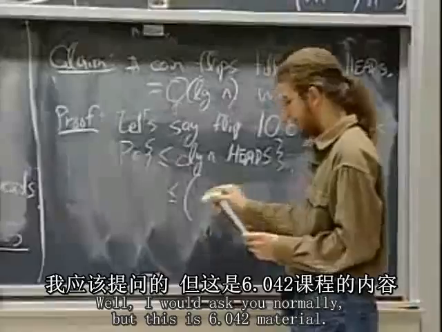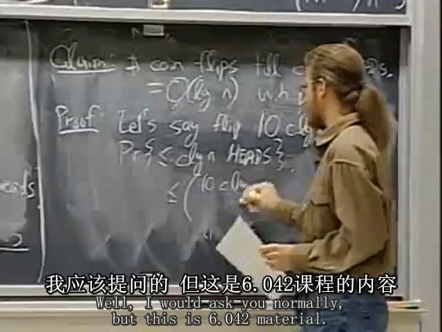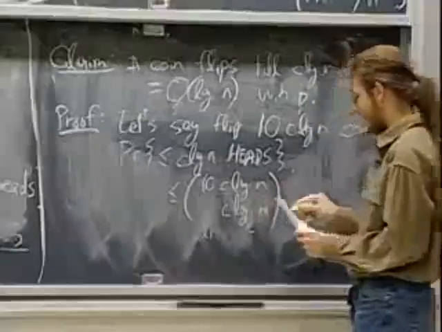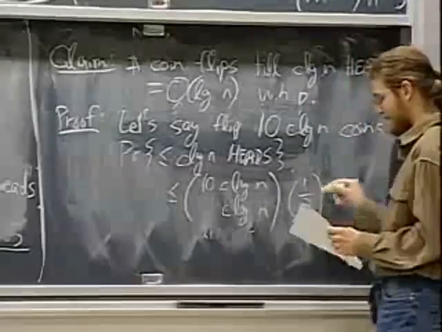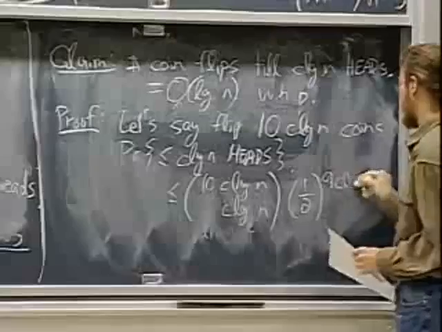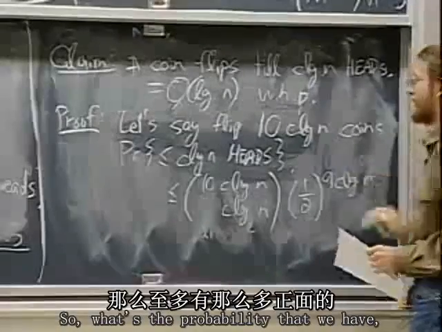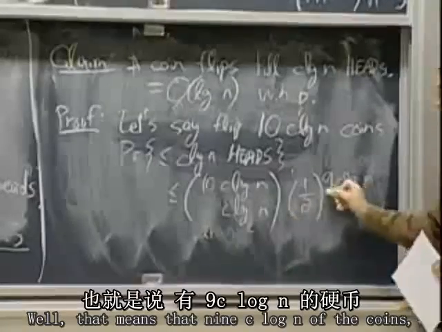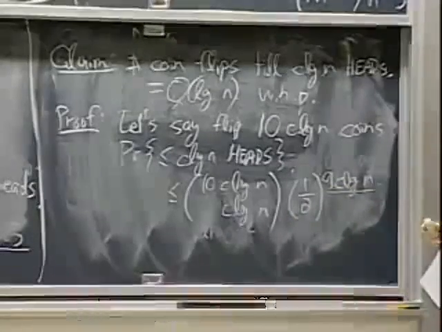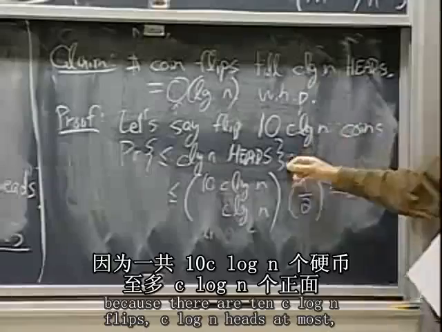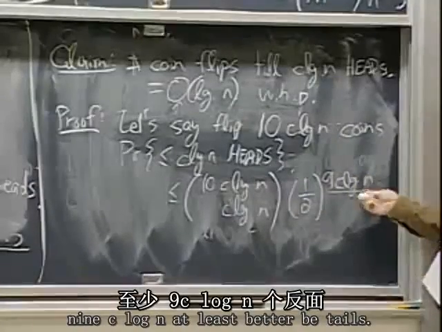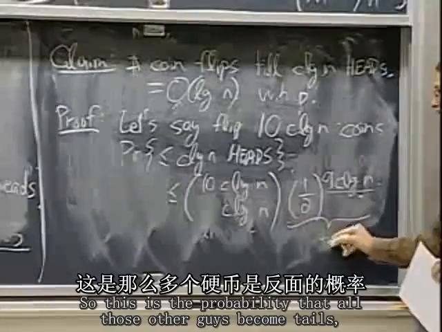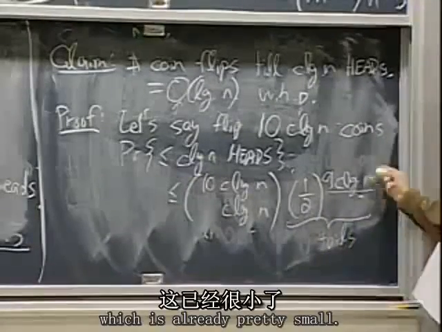Well, I would ask you normally, but this is 6042 material. So what's the probability that we have at most this many heads? Well, that means that 9 C log n of the coins, because there are 10 C log n flips, C log n heads at most, 9 C log n at least better be tails. So this is the probability that all those other guys become tails, which is already pretty small.